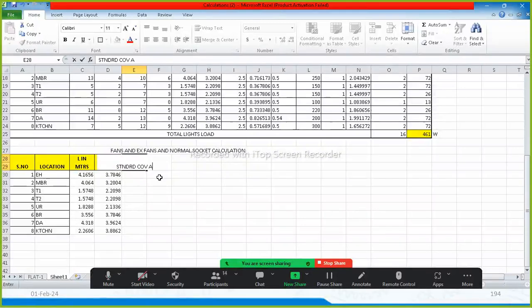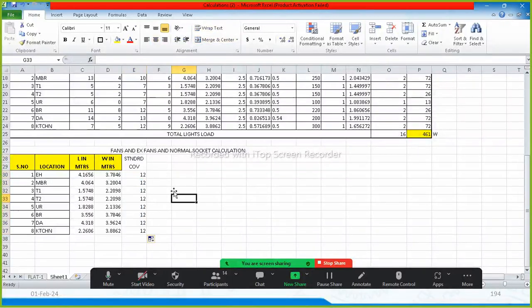Standard coverage area of one fan is how much? 12 meters square I'm taking. Then coming to here, number of fans. So first we need to find out the area of the room, no? Area of the room is equal to length into width.